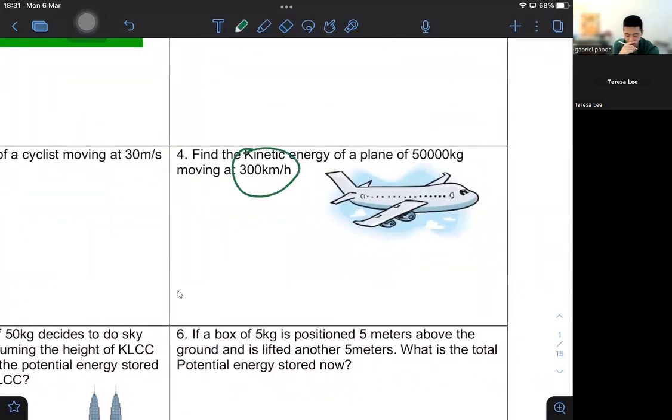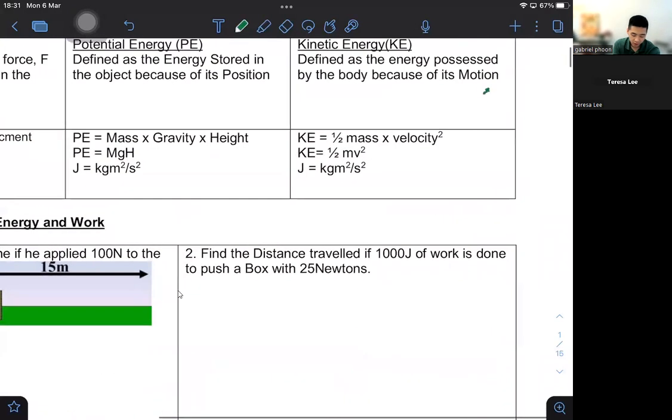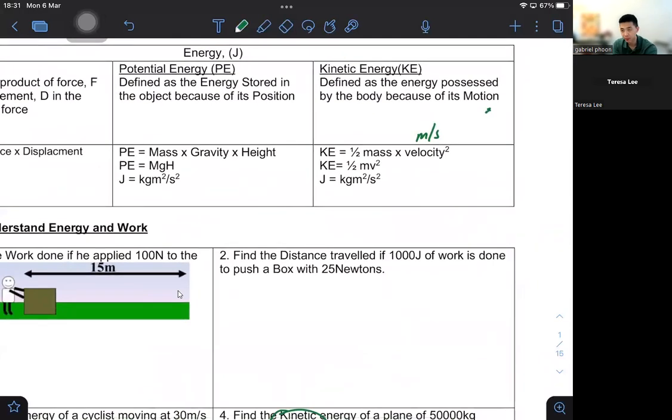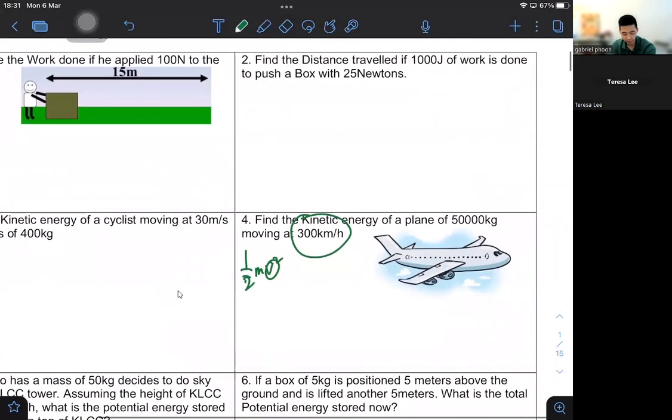First and foremost, you need to know that this is not the proper unit, because you're supposed to use half mv square, right? And from here, this v should be in meters per second. This velocity should be in meters per second. I didn't mention this in the drawing, but it should be meters per second.